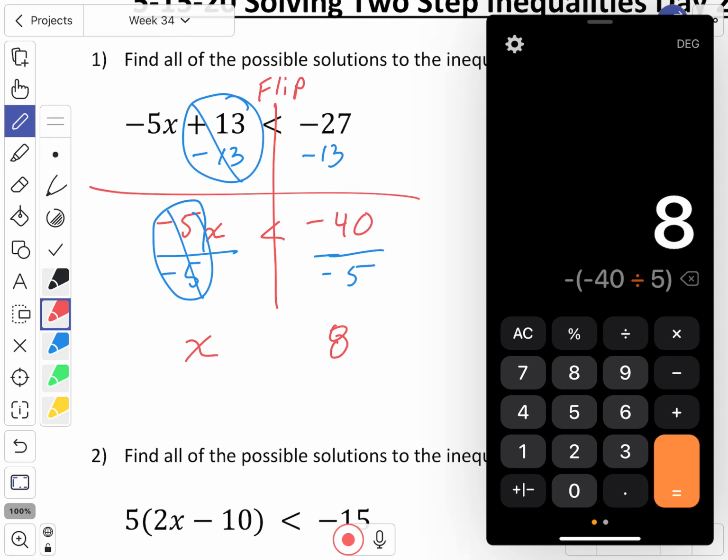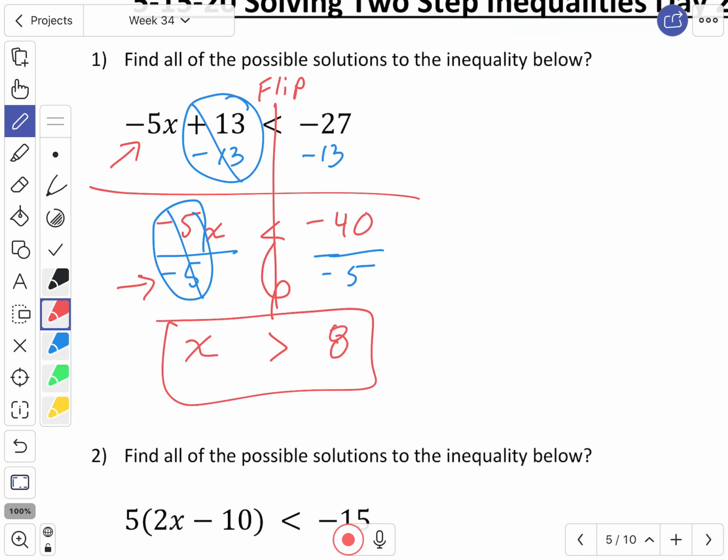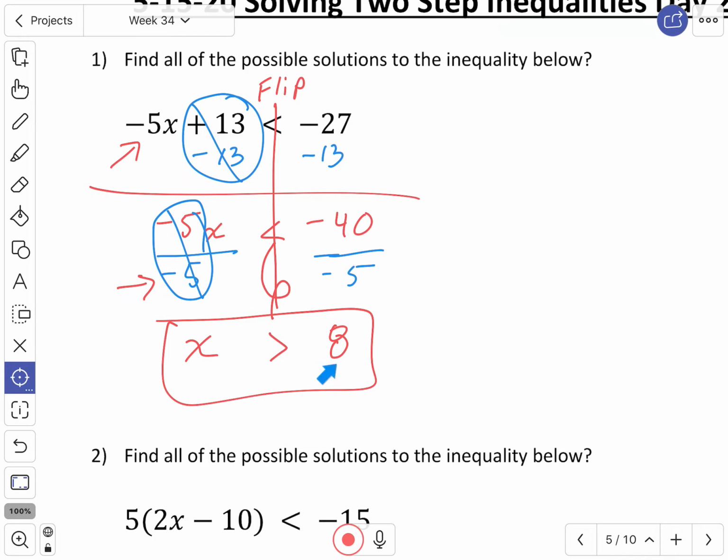Now we can't forget, since we were dividing by a negative, and also because it had a negative coefficient, we have to flip our inequality. So instead of less than, now it's going to be greater than. Okay, so I don't want you to get confused and think that since it's positive, my answer is positive, I don't need to flip my inequality. It's because I had a negative coefficient right here. That's the reason that we flip our inequality.